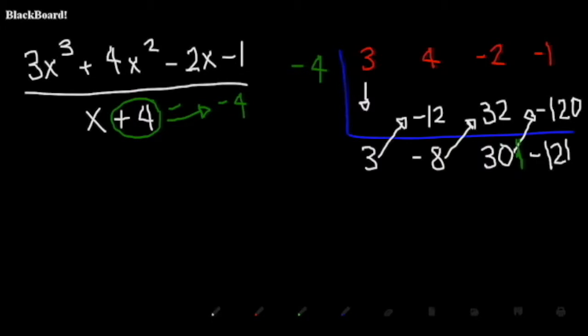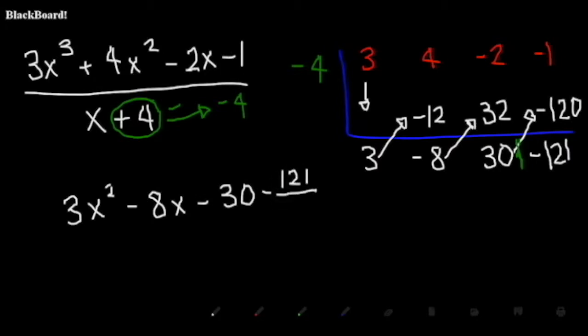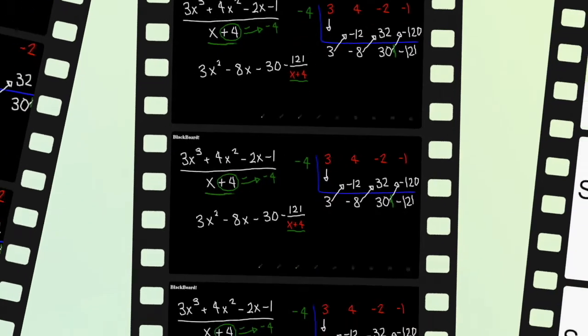So your first term would be a degree less than your dividend. So the 3 would be 3x squared. The negative 8 would be an x value. 30 would just have no x value, so it would just be plus positive 30, and the negative 121 will be your remainder. To write your remainder, you will write your remainder value on top with the divisor beneath.